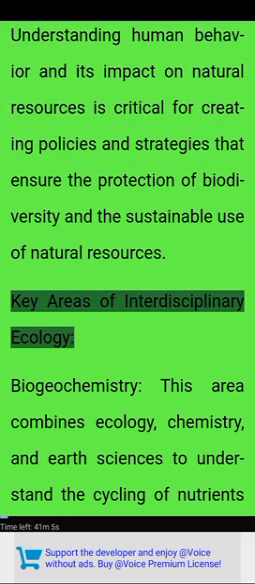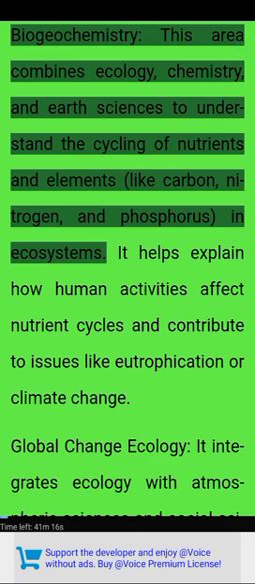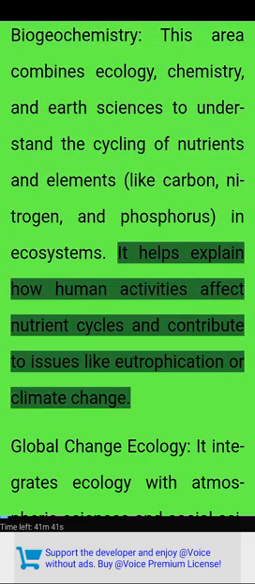Key areas of interdisciplinary ecology. Biogeochemistry. This area combines ecology, chemistry, and earth sciences to understand the cycling of nutrients and elements like carbon, nitrogen, and phosphorus in ecosystems. It helps explain how human activities affect nutrient cycles and contribute to issues like eutrophication or climate change.